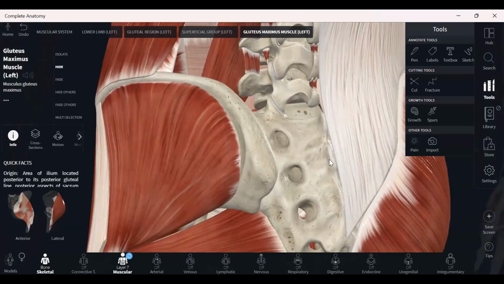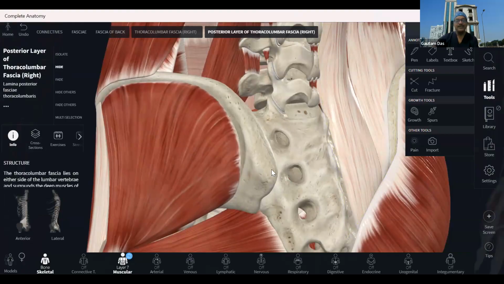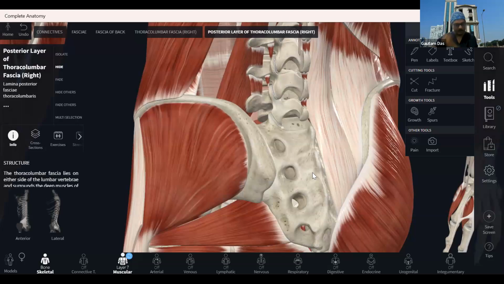Sir, it is zoomed out a lot, sir. You're not able to see the medial part. It is zoomed out a lot, sir. The picture. Okay, can you see now?